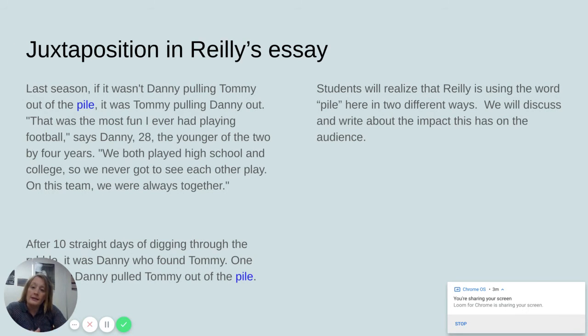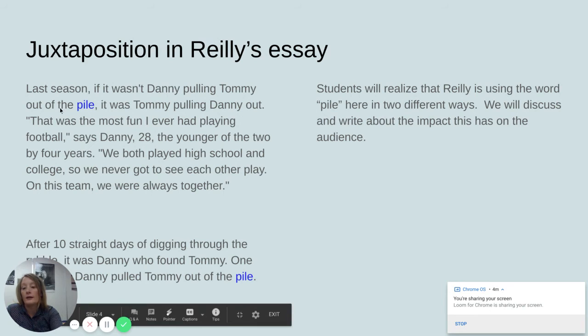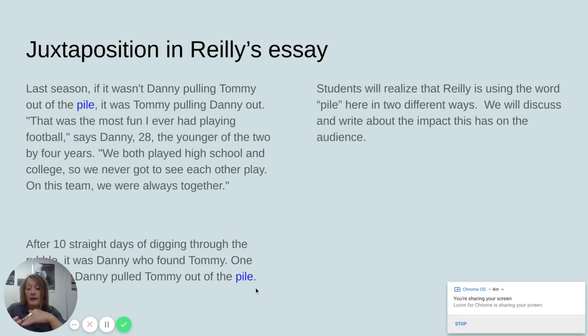So in the Rick Reilly essay, this is what I mean by looking at writers' moves. I'm not going to read this to you. You could pause the video and read this as well. But Rick Reilly has this great paragraph about boys growing up playing football together and pulling each other out of these piles. And then he has another paragraph right after that where he talks about the piles of debris and bodies at 9/11.